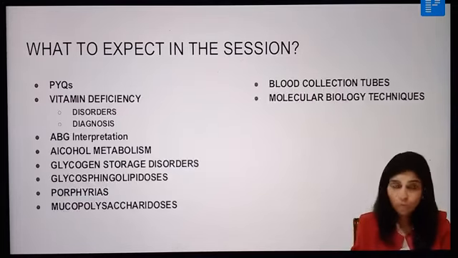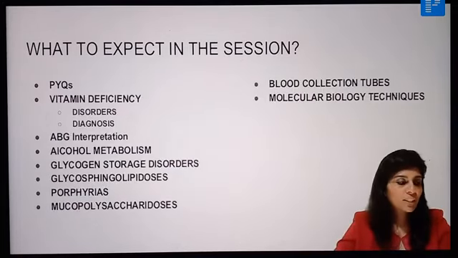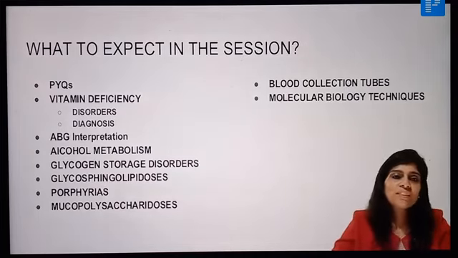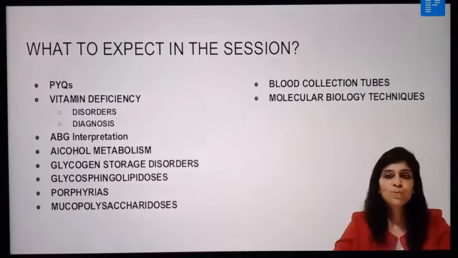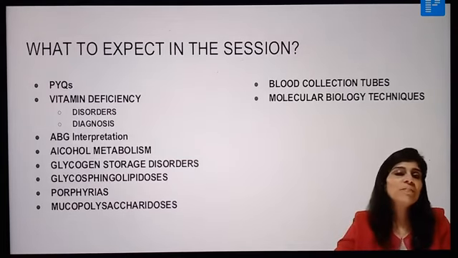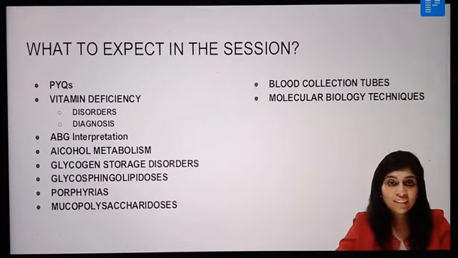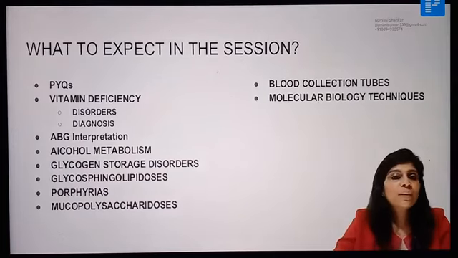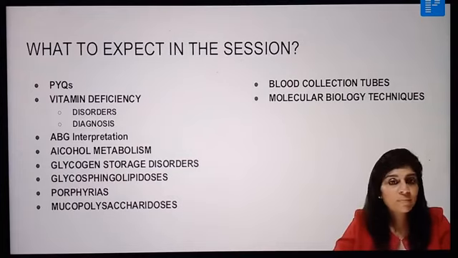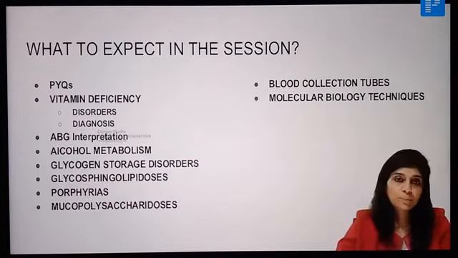So as you all know, most of the questions in FMG come with vitamins. So in this session, I have chosen a few previous year questions based on vitamin deficiency disorders and diagnosis. And in the last Jan 2024, just in one paper, there were 4 questions on ABG. So I will be discussing an outline on how to interpret ABG reports.